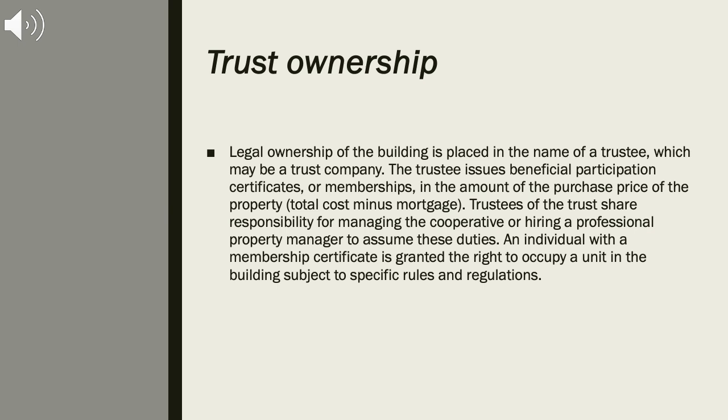Trust ownership. The legal ownership of the building is placed in the name of a trustee, which may be a trust company. The trustee issues beneficial participation certificates or memberships in the amount of the purchase price of the property, total cost minus mortgage. Trustees of the trust share responsibility for managing the cooperative or hiring a professional property manager to assume these duties. An individual with a membership certificate is granted the right to occupy a unit in the building subject to specific rules and regulations.